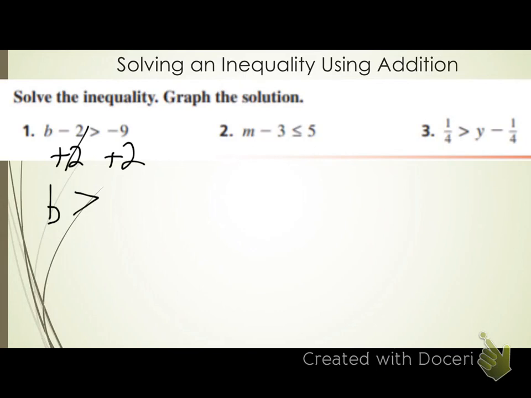Negative 9 plus 2, negative 7. b is now by itself. There's my solution.